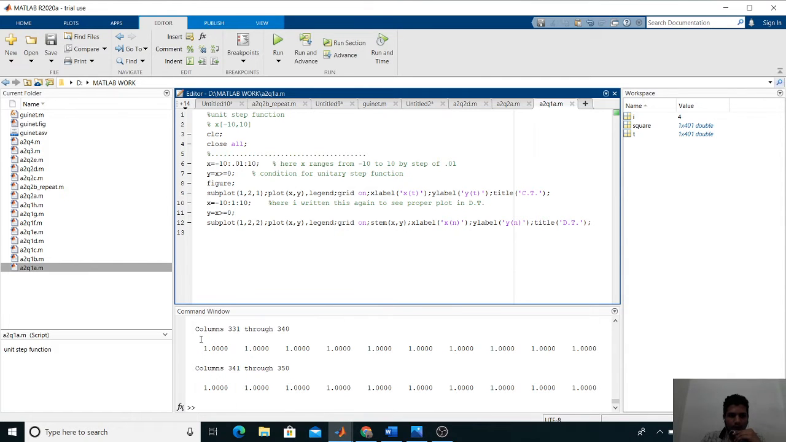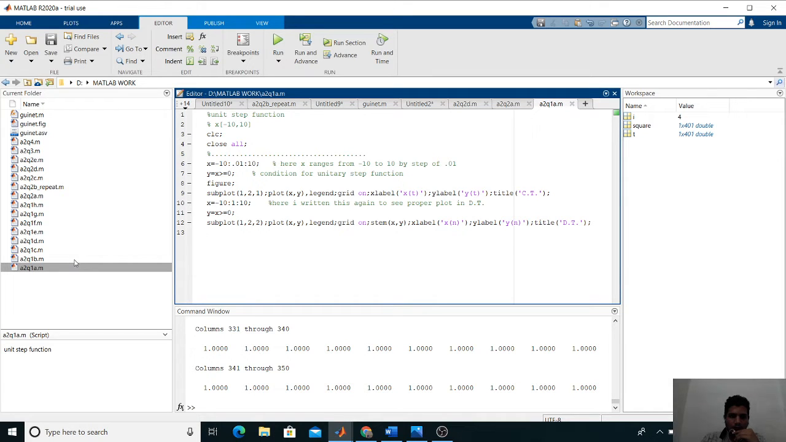Today we are going to see some basic plots in MATLAB and the code for them. First of all, let's proceed with the code for the unit step function. The unit step function is simply equal to 1 for x greater than or equal to 0, and 0 otherwise. I have written the code for it using subplots. First, we have written this code for the continuous, and further this is for the discrete.